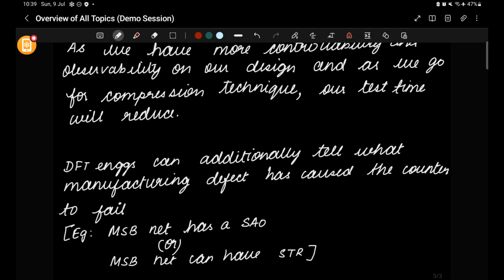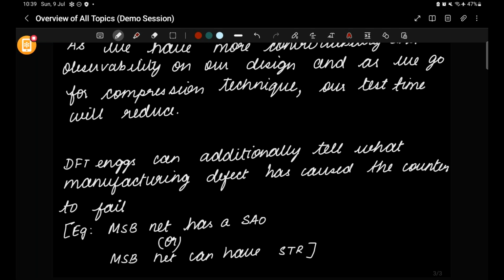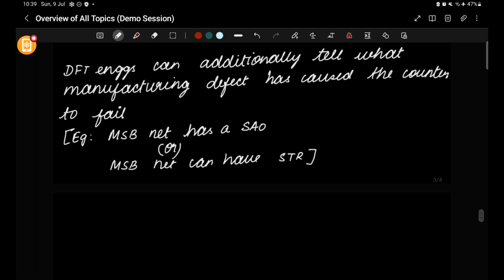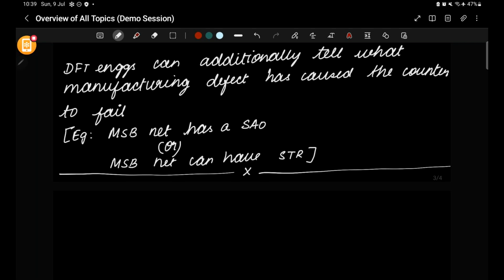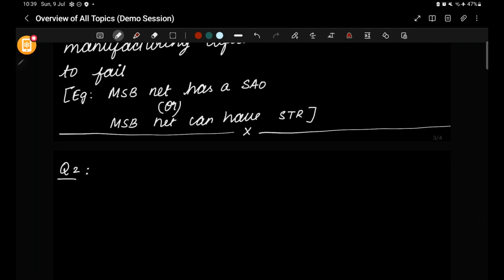So this was the first question. And the second question is a very easy question. What is scan insertion? What basically happens in scan insertion? This is a very simple question. All the normal flops will be converted into scan flops and stitched into a scan chain, which is the Q to SI path.